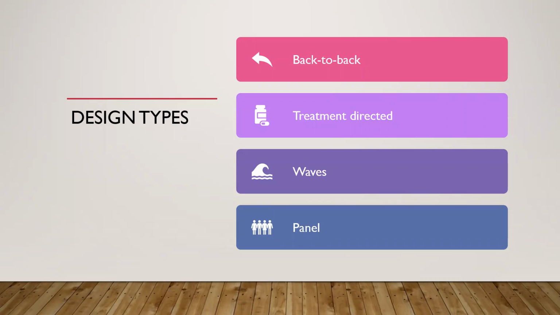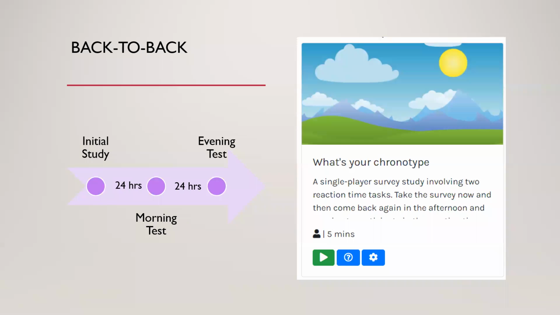Waves, I think, is much more common in the social sciences, where you have somebody doing a survey every month or every year. And then a panel is less structured, but you're still looking at change over time. So let's get to nuts and bolts here on some of these.